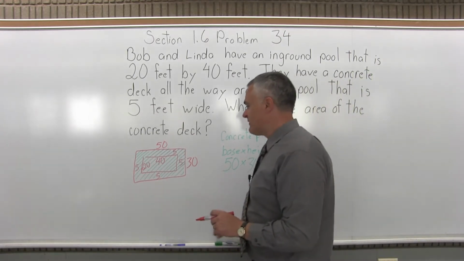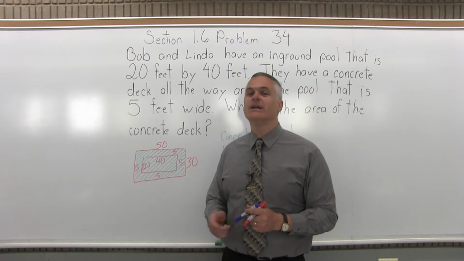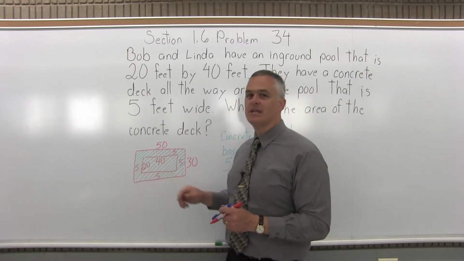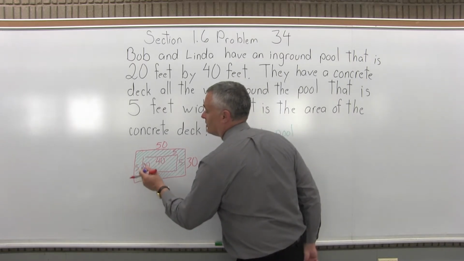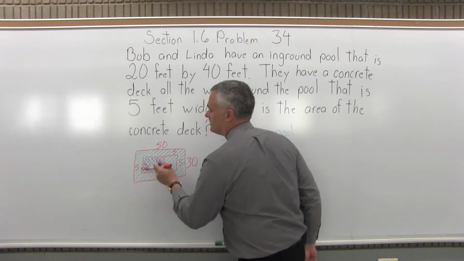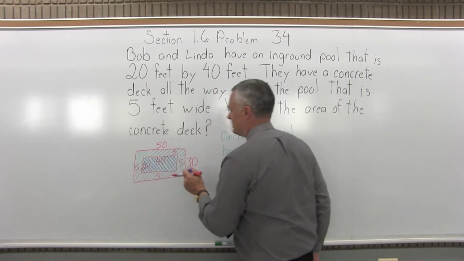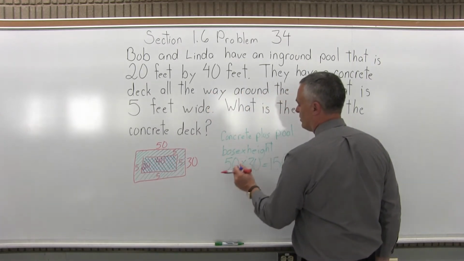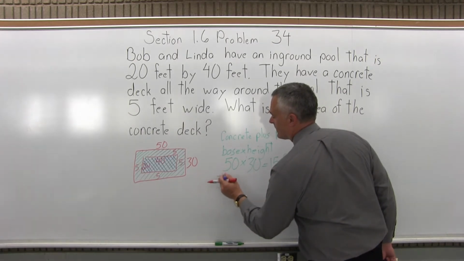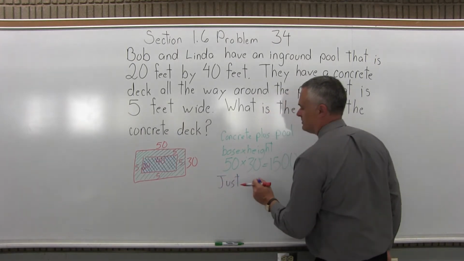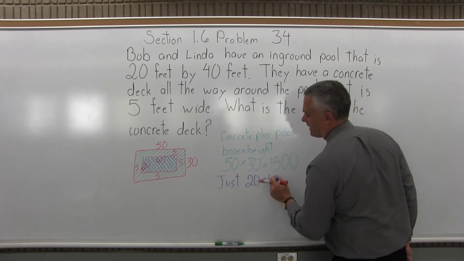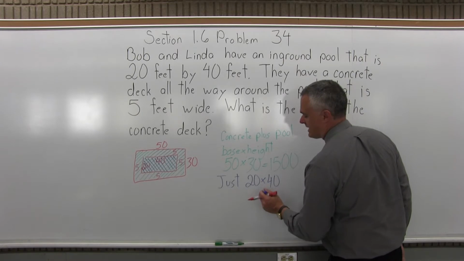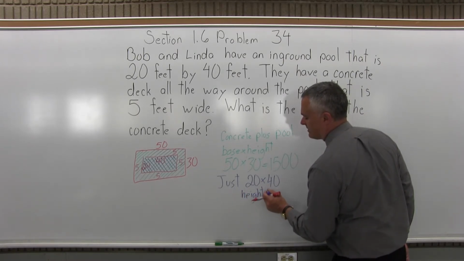So now, let's find the area of just the pool and subtract it, and then we'll have just the area of the concrete deck. So just the pool, I'll do in blue for the water in the pool. So concrete plus pool was 50 by 30. Just pool is 20 by 40, or you could write 40 by 20, it wouldn't matter. Again, I'm doing base times height. You could figure that I wrote the height first, but you can really multiply in either order and get the same answer.